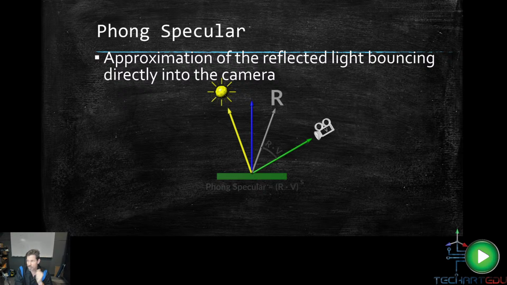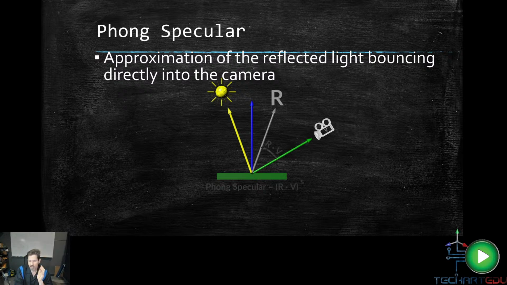It's really the reflection vector dotted with V, and you're going to raise it to the specular power. When you raise it, it changes the distribution of that specular component. As the exponent gets larger, the mirror-like reflection gets smaller and smaller. If you get a smaller exponent, then it actually gets larger.